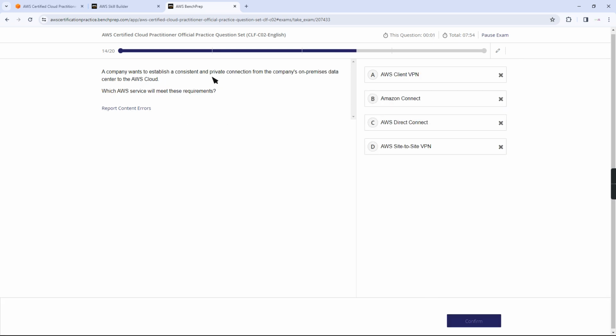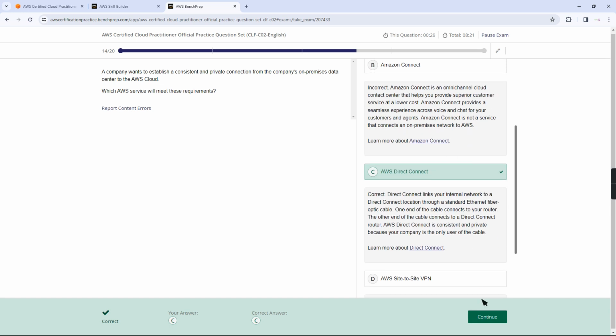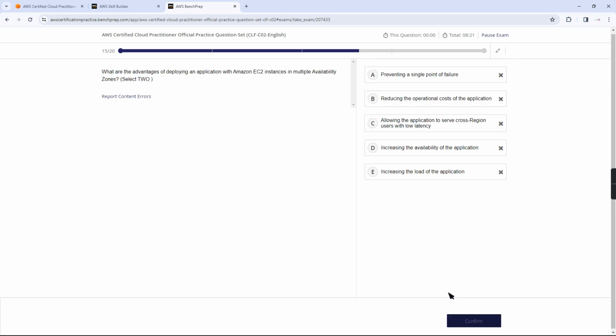A company wants to establish a consistent and private connection from the company's on-premises data center to AWS cloud. We faced a similar kind of question earlier. In the earlier question, there was a mention of an encrypted connection using the internet. For that, we chose site-to-site VPN, but this is a different thing. It's a private connection from an on-premises data center. It's straightforward. It's Direct Connect. Direct Connect is the private connectivity from an on-premises data center to AWS cloud.